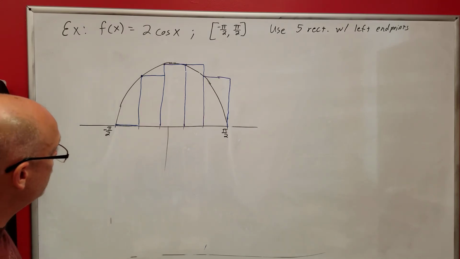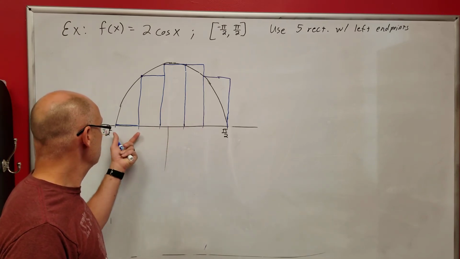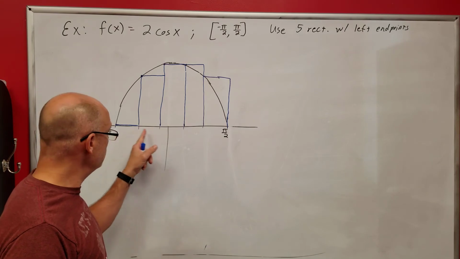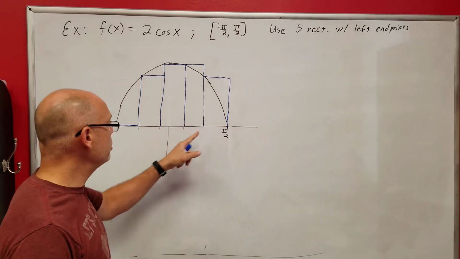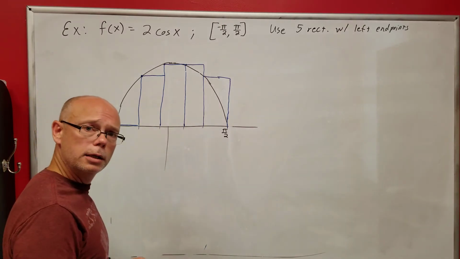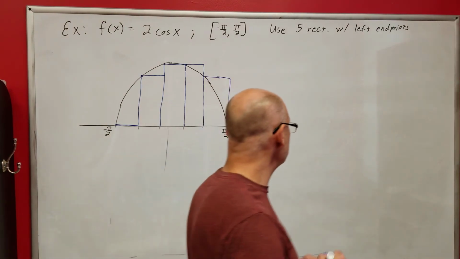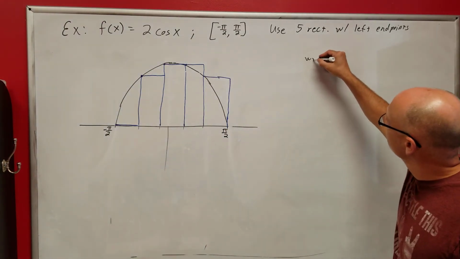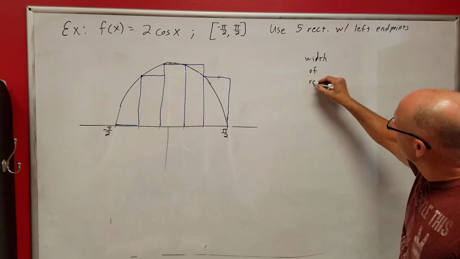All right, now let's find out what my breaks are right here. In other words, what is this point right here? What is that point there? What is that point there? What is that point there? Not only that, but also I want to know the width of each one of these rectangles here. How do I find the width of each rectangle? Width of rectangle.